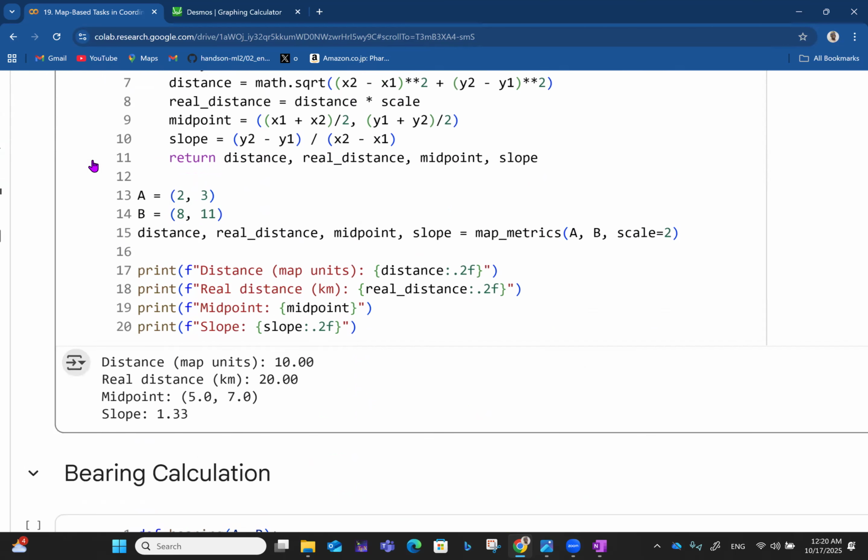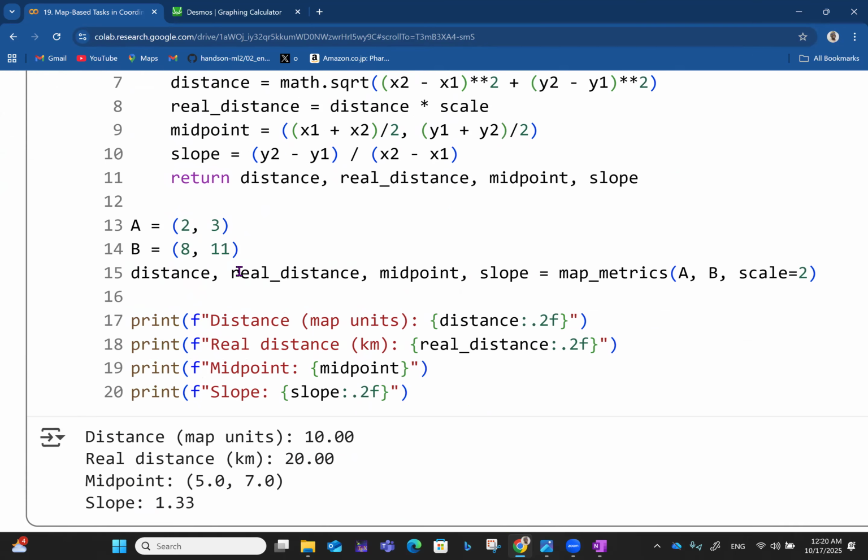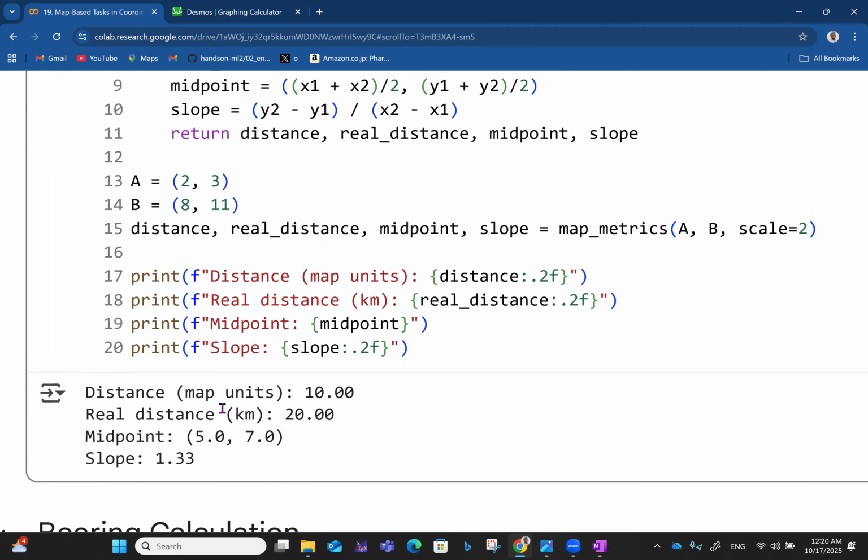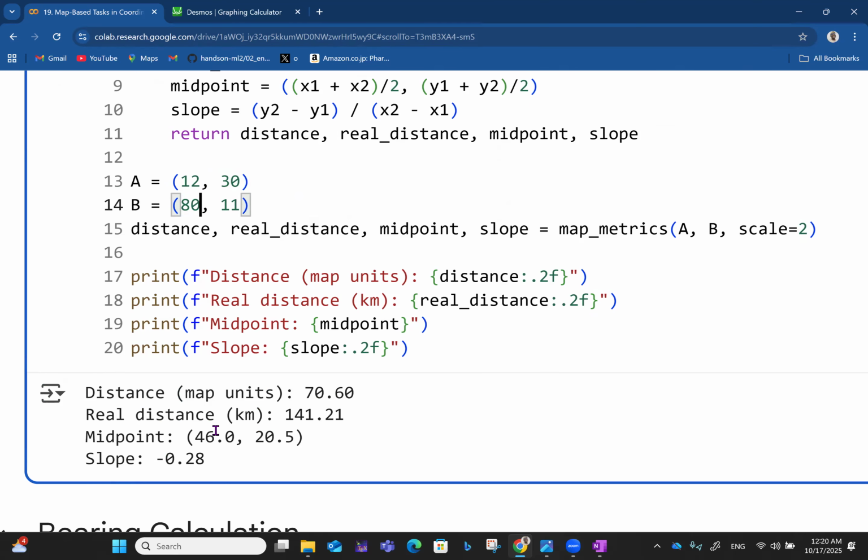Okay, in this case, using 2, 3, and 8, 11, the distance is 10.00. That's the distance on the map. For the real distance, because the scale is 2, just multiply this 10 by 2 and you get 20. The midpoint is 5.0 and 7.0, and the slope is 1.33. If we change this one to 12, this to 30, and maybe this to 80 and 11, and run it again, it gives you the new result. So that's how you get it.